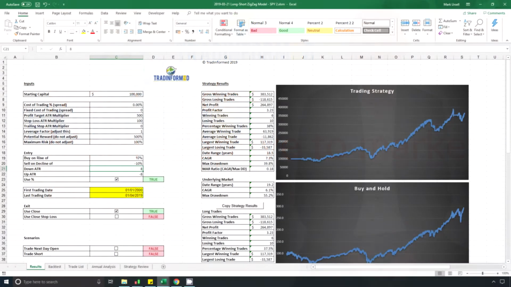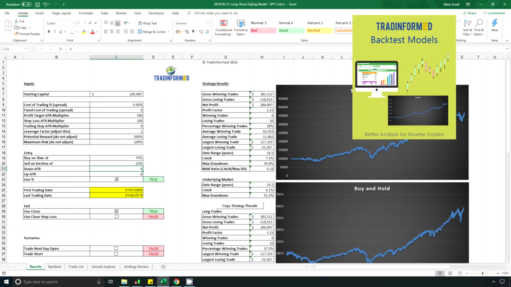Now, what I have on the screen at the moment is the results page from the previous video. This is a trading informed backtest model, and it is a way of testing all sorts of different trading strategies, profit target, stop loss, entry conditions, different markets and time frames. And you can use this to backtest your trading strategies, to enable you to hit your trading goals, to make your trading easier, and so you can relax and enjoy your trading.